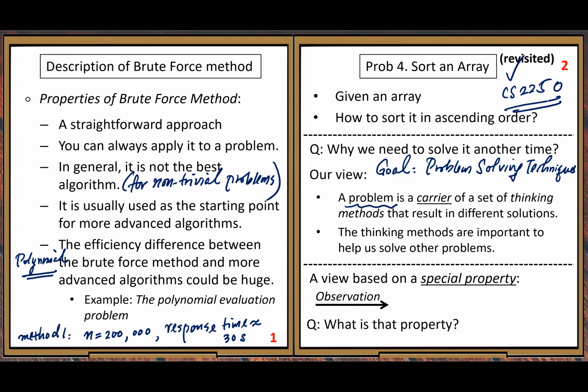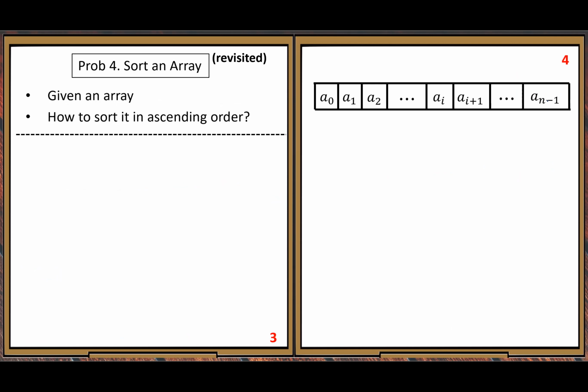When we do observation, you may find many different properties. So for one solution here, we want to focus on one special property. Let's look at that property. Here, I just draw a simple diagram. Using this diagram, we try to visually discover some special property.